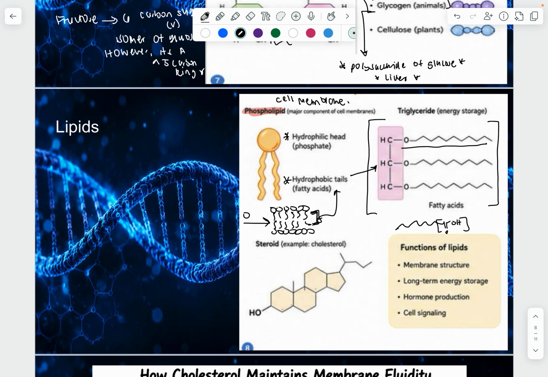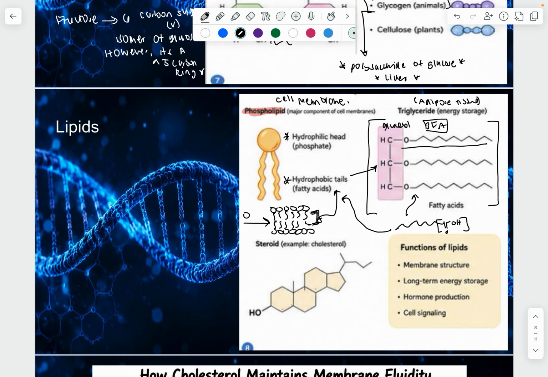Now, try to differentiate between everything. Phospholipid is what you find in the cell membrane. Triglyceride is energy storage. So triglycerides are stored in adipose tissue, in your fat tissue. That's different. Now, triglycerides are made of a glycerol and 3 fatty acids. Fatty acids are a base molecule that make up both triglycerides, which you see here, and also the hydrophobic tails in phospholipids.